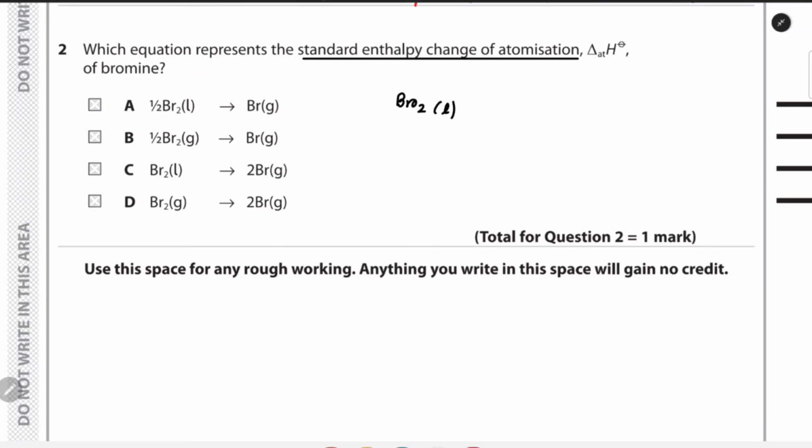Bromine and mercury are the only two elements which are liquids at room temperature. So these two are out. And by definition, we know that standard enthalpy change of atomization results in 1 mole of gaseous element being formed. In this case, there are 2 moles. So option A will be the answer.